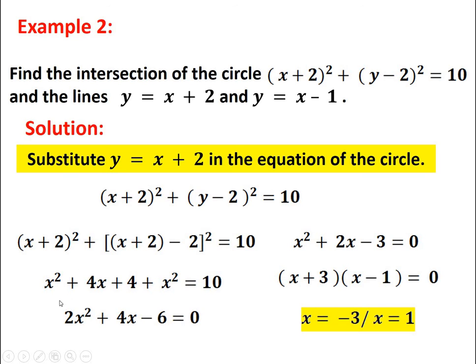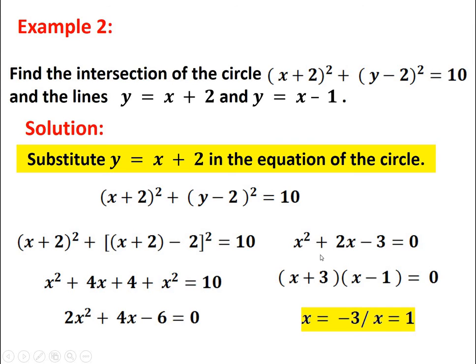Okay? Then combine like terms. x squared plus x squared is 2x squared. Then copy positive 4x. Copy 4 and transpose 10 from right to the left, it will become negative. So it will be 4 minus 10 is negative 6. Okay, so we can reduce the equation by dividing it by 2. So we have 2x squared divided by 2 is x squared. 4x by 2 is 2x. Negative 6 by 2 is negative 3. And equate it with 0.